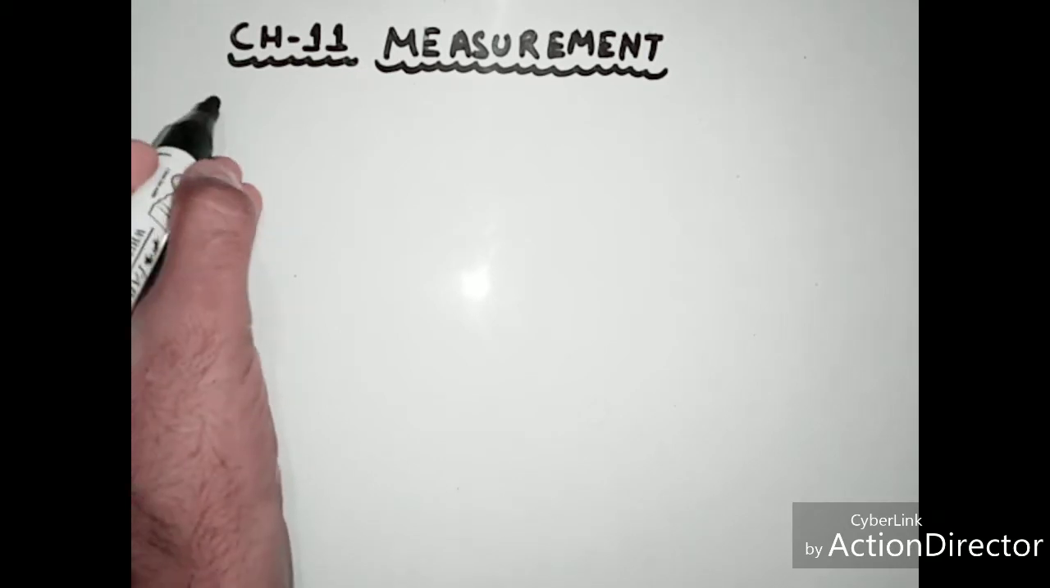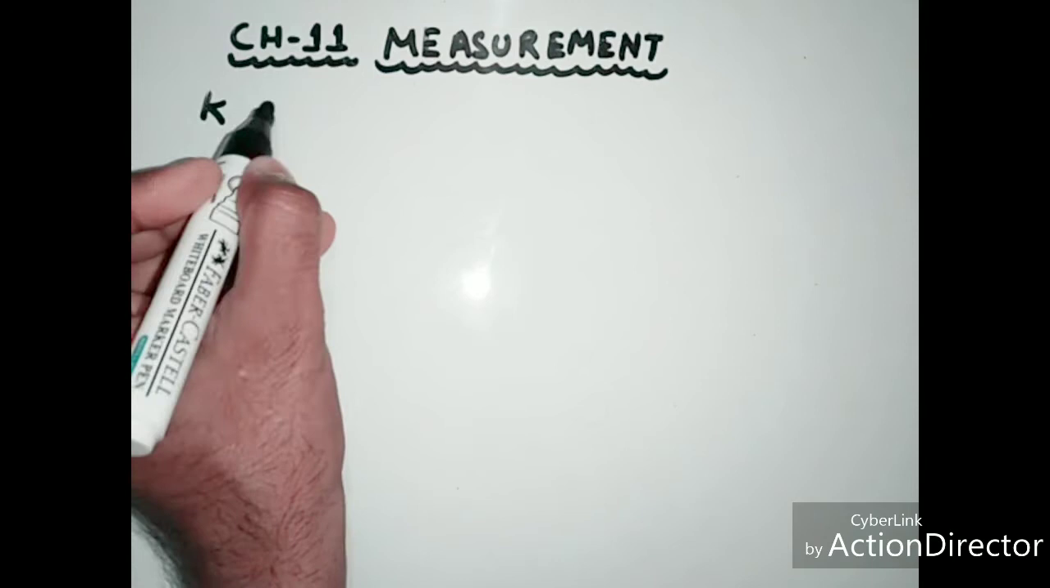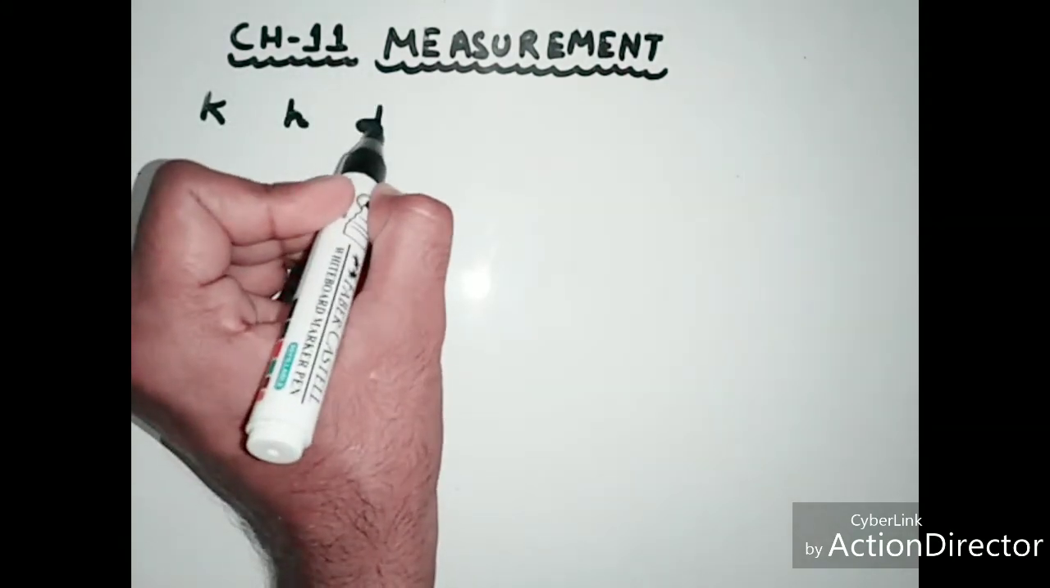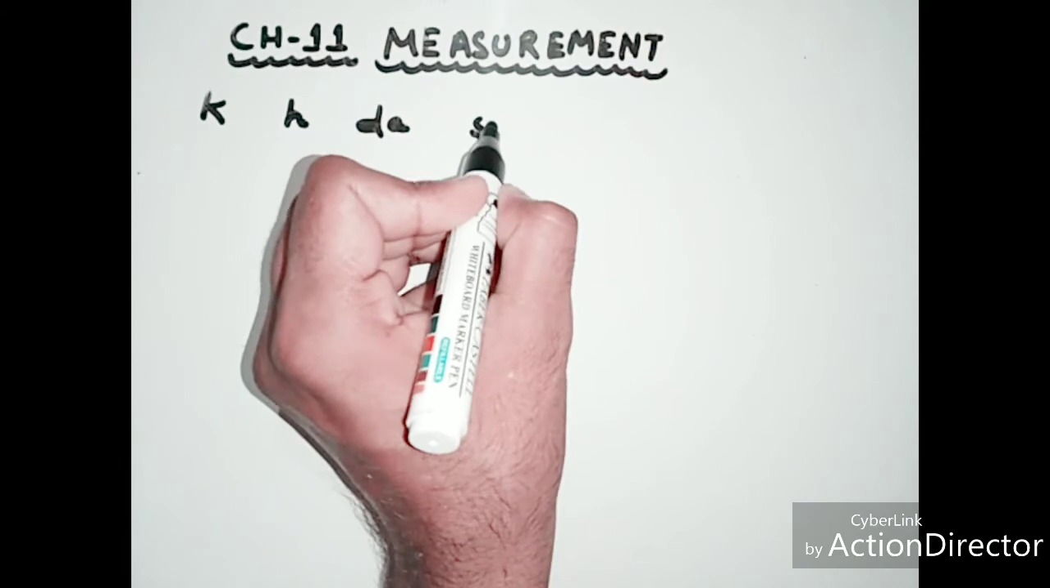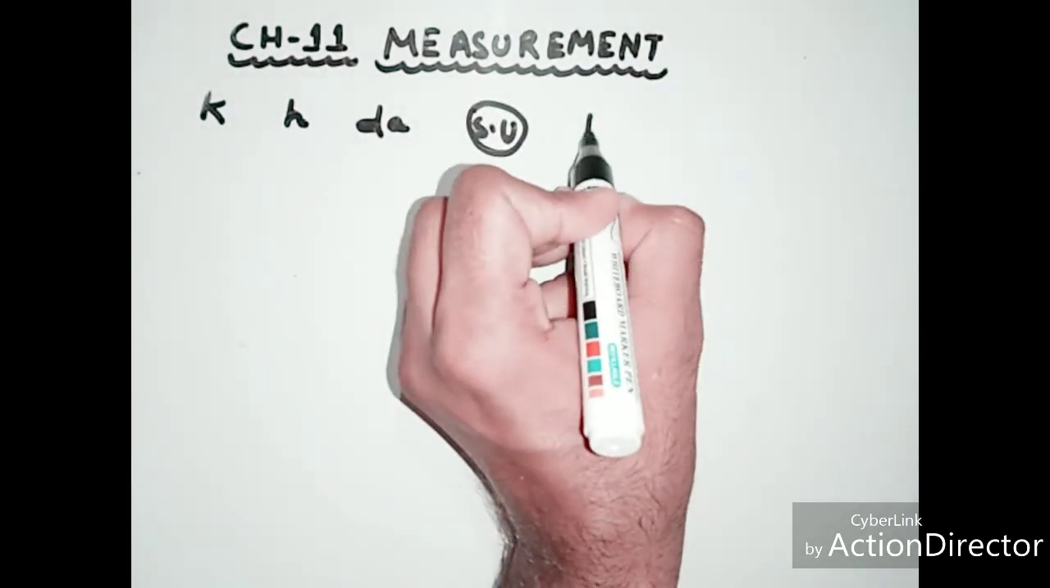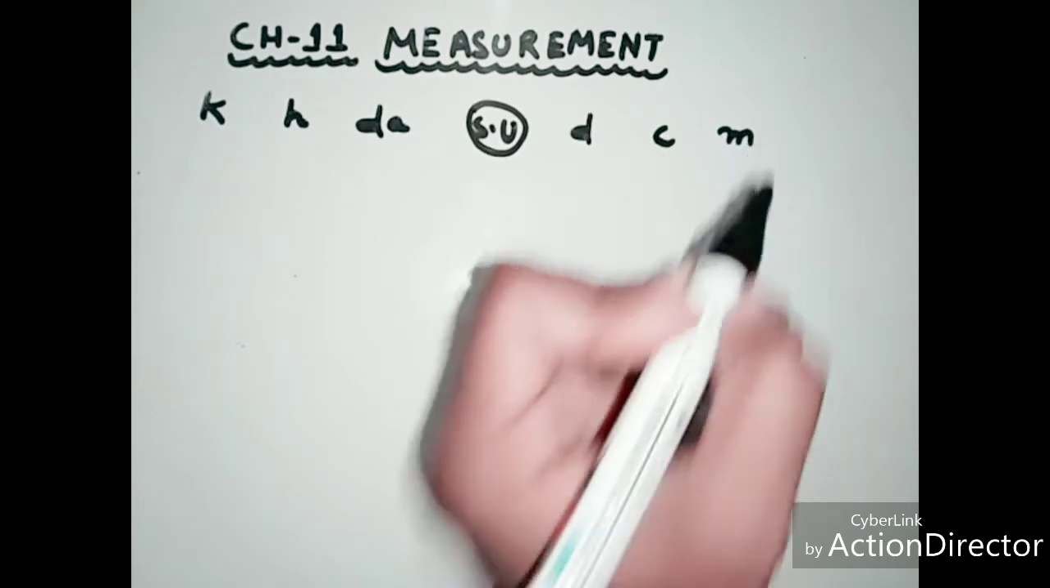And dear student, if you solve some examples or questions related to measurement, first you will make a reference chart. The reference chart starts from prefix kilo, then hecto, deca, then the standard unit, deci, centi and milli.